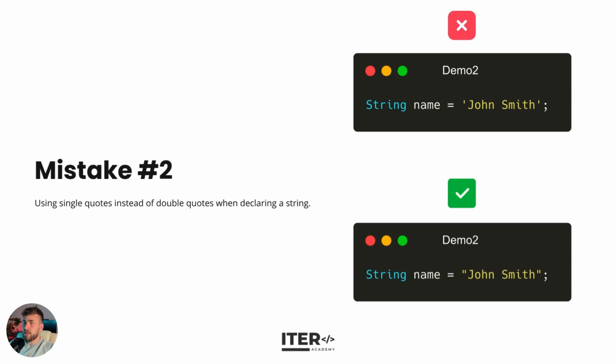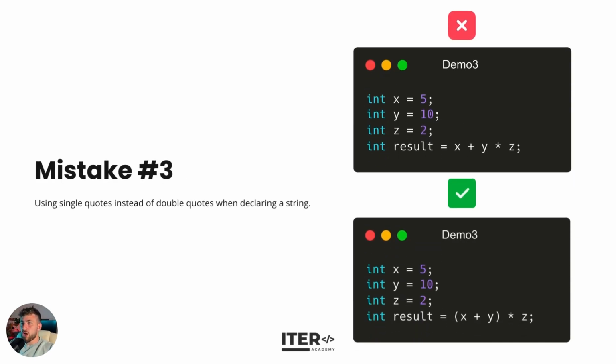Another common mistake is using single quotes instead of double quotes when declaring a string. Single quotes are used to define a character, while double quotes are used to define a string. For example, the following code will give you a compile time error, so let's look at the demo 2 from the top. It should be like at the demo 2 from the bottom.